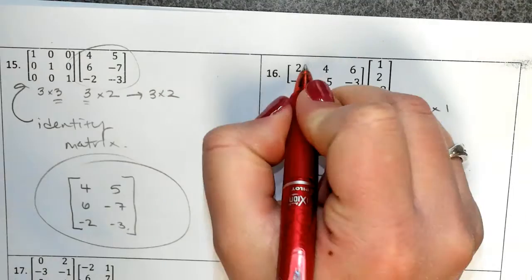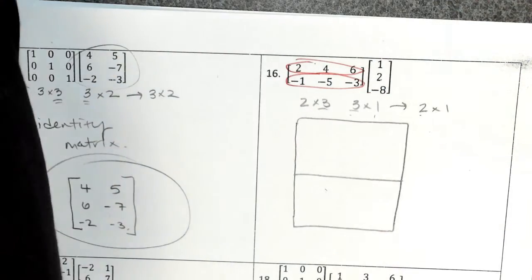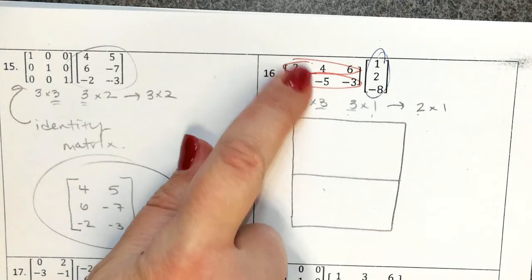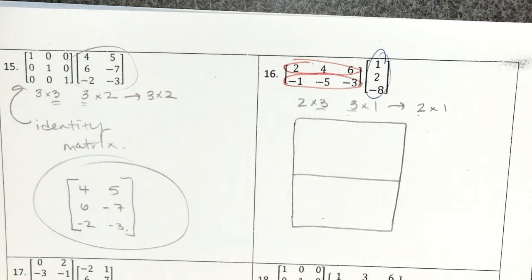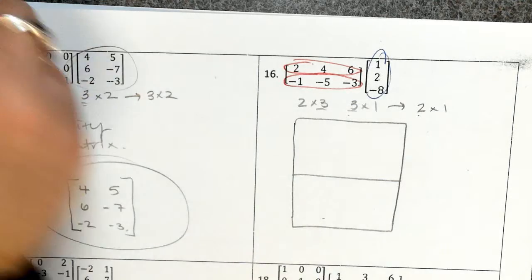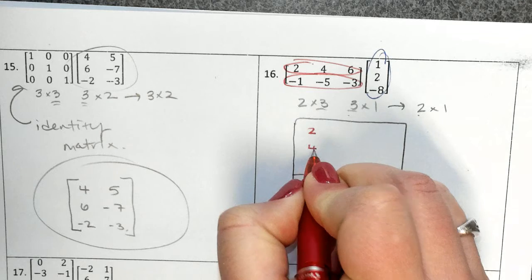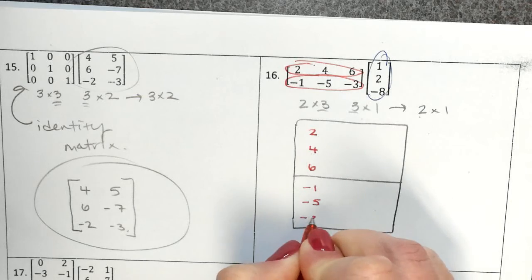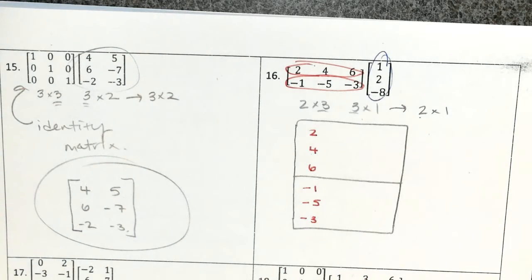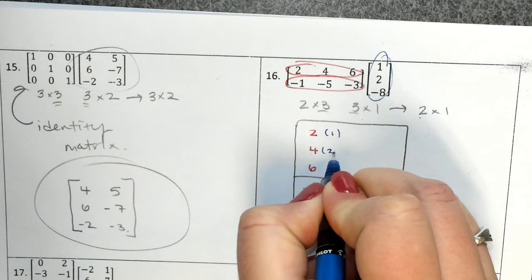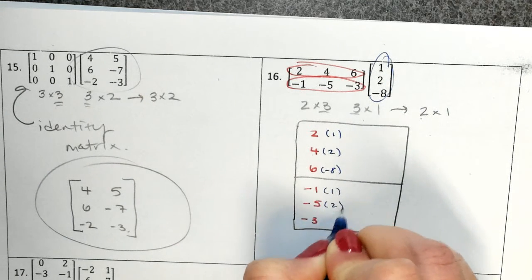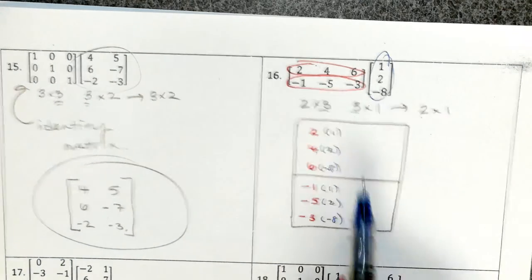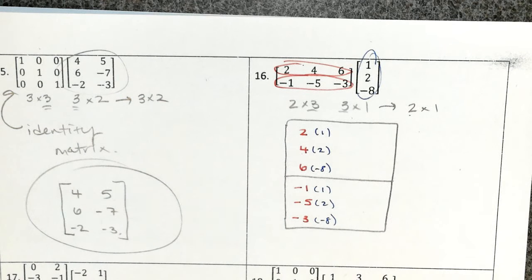Okay. Circle the rows in the first. Circle the columns in the second. Notice your answer has 2 rows, 1 column. In the top row, the numbers I use are 2, 4, and 6. In the bottom row, the numbers I use are -1, -5, -3. In the one and only column, I use the 1, 2, -8. So I have 1, 2, -8, 1, 2, -8. I notice that every circle that I did has 3 numbers in it, so I know that each of my boxes in my workbox has 3 number pairs.